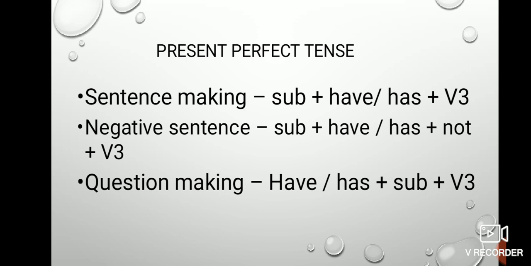So any doubts, ask me, children. In the skill sheet, I have given all the three topics: positive sentence, then negative, and then question making. Go through and write neatly with the question. Most of the children are doing well with the question, but some people are skipping. So don't do that. Try to write in a proper way and try to do it neatly.